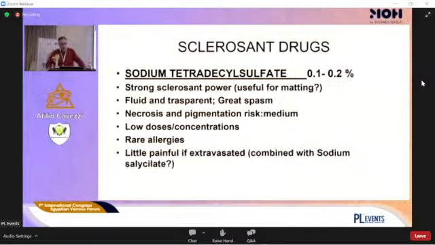Then we have sodium tetradecyl sulfate, which is probably not the most used one for minor varicosities. We are talking about minor varicosities now. 0.1, 0.2%. It is stronger than polidocanol. That's why you should take care of your necrosis risk, for example, and you may get some allergies. It's not so painful when you extravasate, so you should combine it, for example, with sodium salicylate to get some pain when you extravasate.